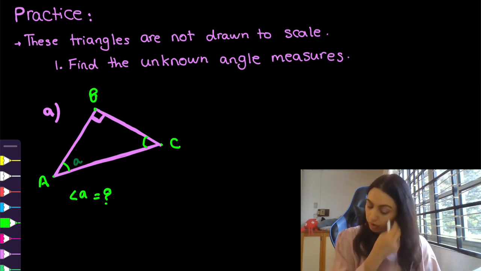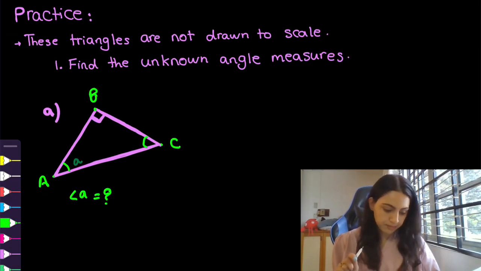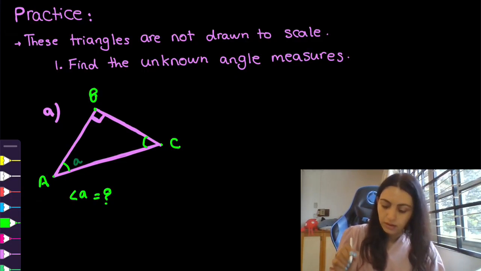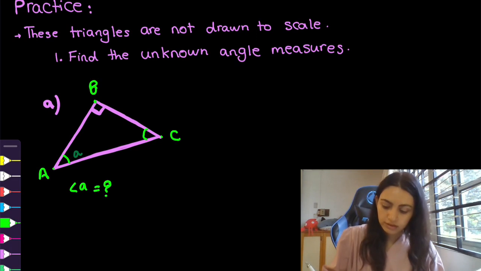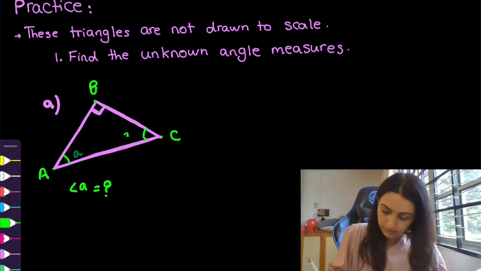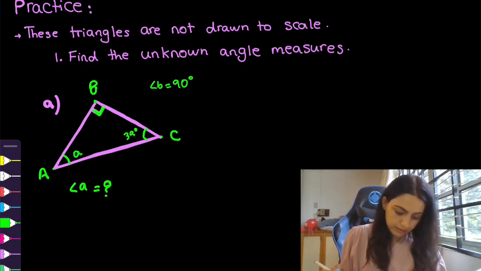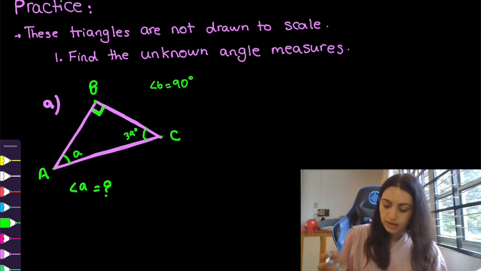Question number one, find the unknown angle measures. We have the triangle ABC, and angle C, it does not have any name in the book, but I just gave it a name because it's easier to talk about it. So I'm going to call angle C, and we have 39 degrees. This is angle A. Angle B has a symbol. That means angle B is 90 degrees. It shows me with the symbol that it is 90 degrees, okay? So it's asking, what is angle A?